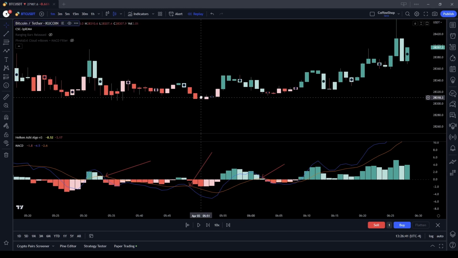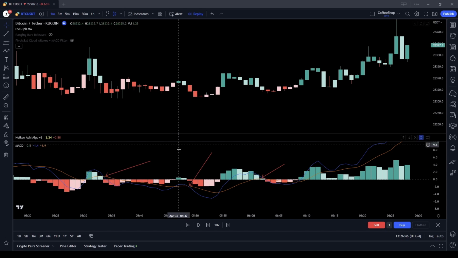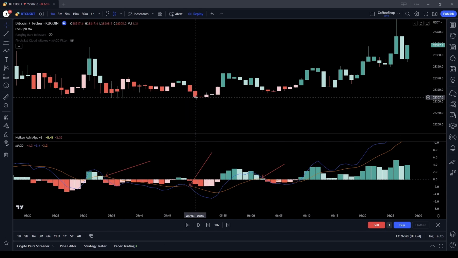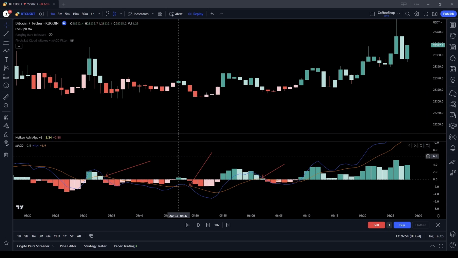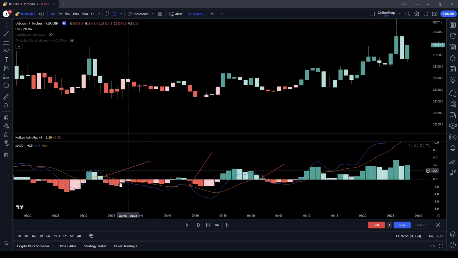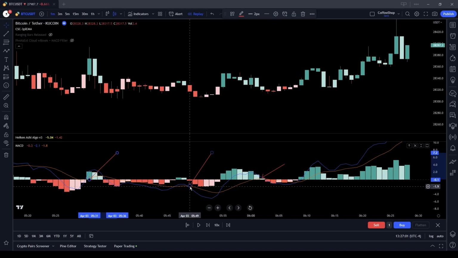Even if I spread this out a little bit, here's my cross down, and the price doesn't really move anywhere. Here's another cross down. Price moves a little bit, very little. Here's another cross down. Price doesn't really move anywhere. Okay, I got it. I'm trying to enter the cross down while I'm in an uptrend. I should be looking for the cross up, right? Okay, here's a cross up. Here is a cross up.